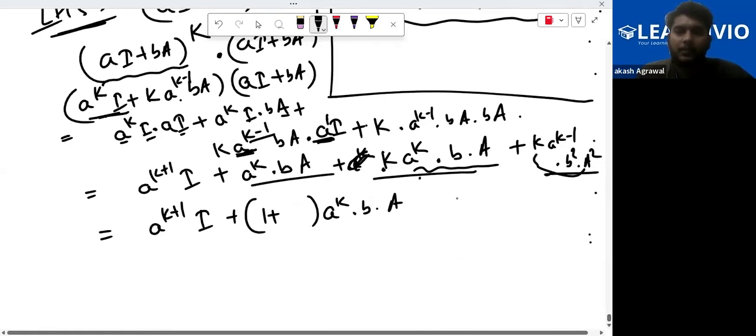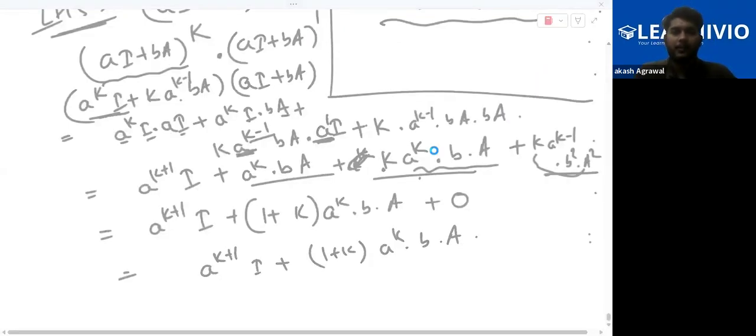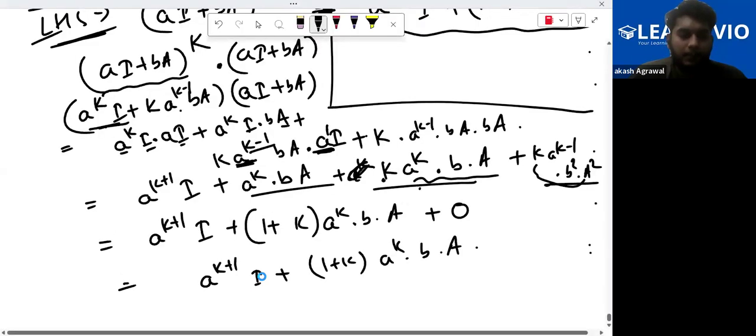So anything multiplied with 0 becomes 0. So it is, very simply, A^(k+1) I plus (1 plus k) times A^k B A. And if you see, this is RHS. Yes, everyone? Yes or no? Okay. So I know this seems a little bit lengthy also, and it is, but you will get 5, 6 marks for this. Okay. So I'll give you a few questions for homework, that you have to do.